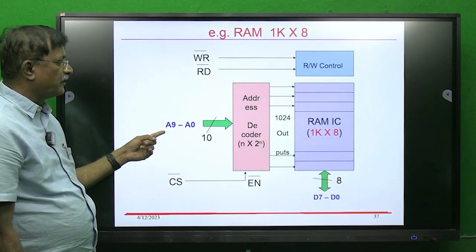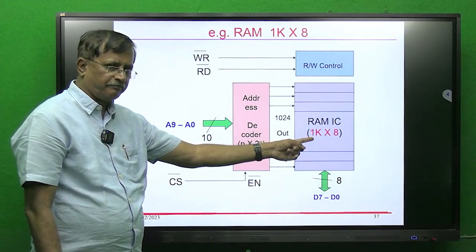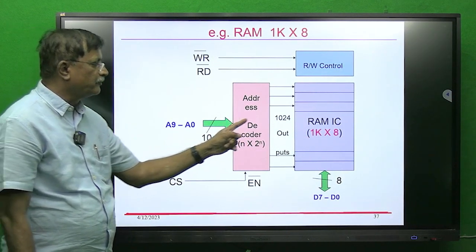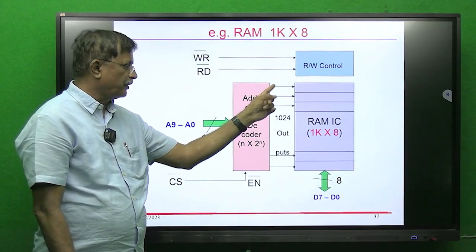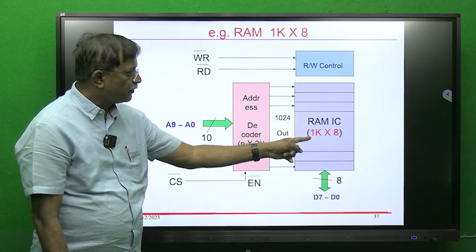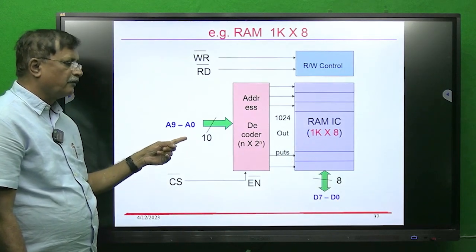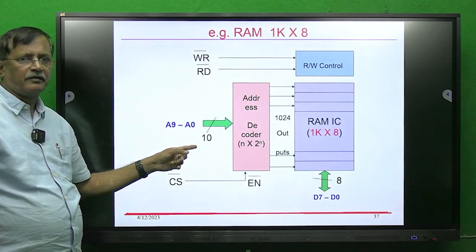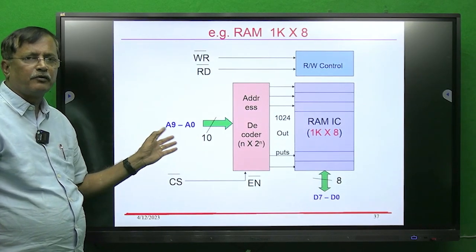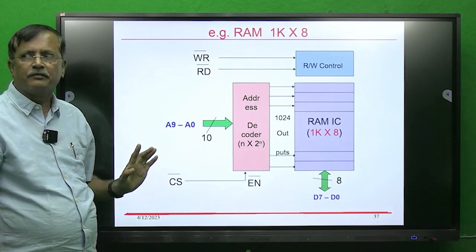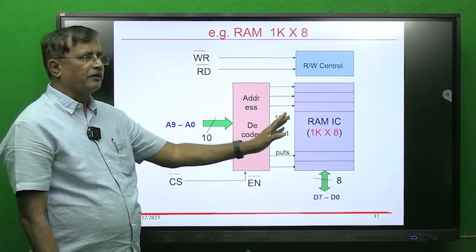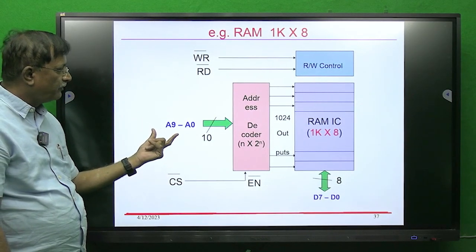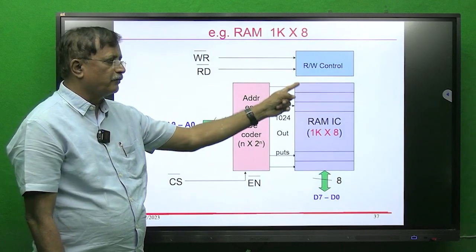How many address lines will be there? Since its capacity is 1K, the address lines will be 10, because 2 raised to 10 will give you 1024 outputs. If the capacity of the IC is 2K, then you need 11 address lines. If the capacity is 4K, then you need 12 address lines. So these address lines will keep on changing. It depends on the capacity of the IC. Since the capacity of the IC is 1K, address lines required is 10. So a 10-bit address is required to select one location out of these 1024.